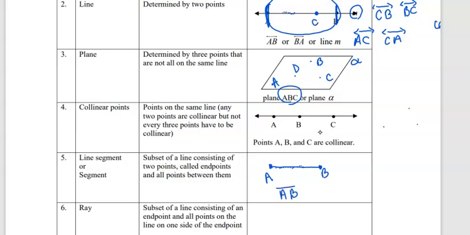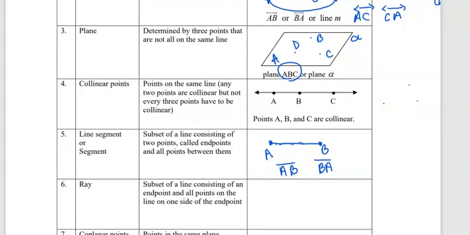And when we name it, which is very important, this is segment AB, or you could call it segment BA, but the notation above it is different because it does not have those arrows on the end. It just has the segment symbol above it. Now, a ray is also a subset of a line, but it has one endpoint and then it goes infinitely in the other direction.